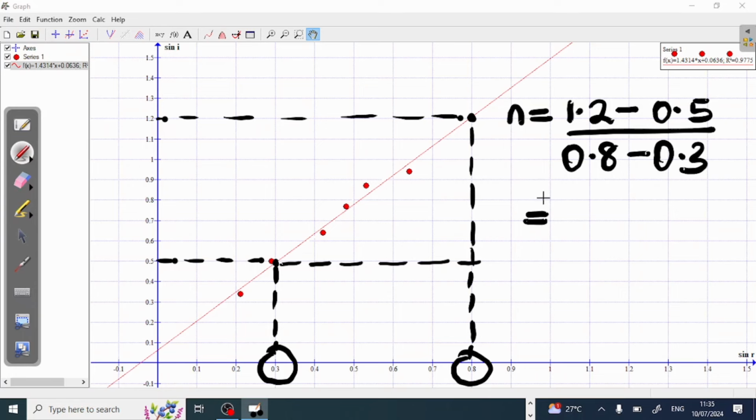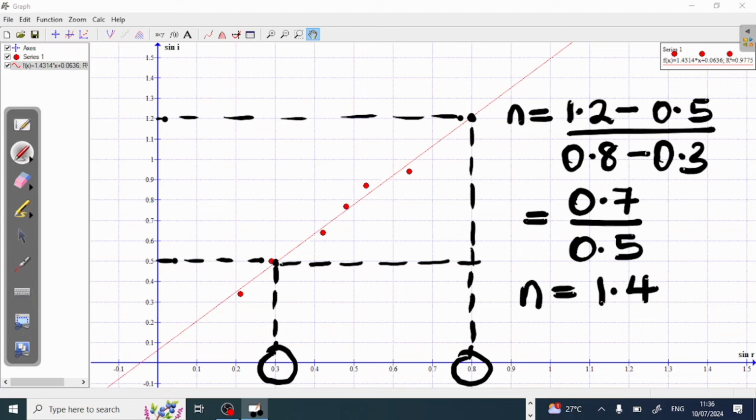So if I punch 1.2 minus 0.5, I'm having 0.7, all over 0.8 minus 0.3, which is 0.5. If I punch this, it gives me about 1.4, which is still close. Remember that the software said the slope is about 1.43 and I'm having 1.4. That's because, as I said earlier, this was not too accurate. We just assumed it. I was just trying to show you how you get your slope. But I'm still going to go with the 1.43 as my slope. So back to our work.